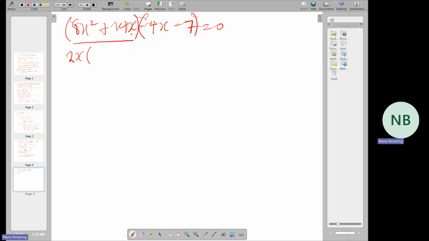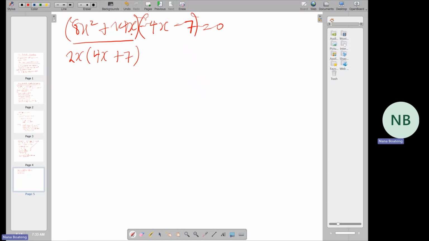And if we do that, we will see that what is left of the 8x squared is 4x, and what is left of the 14x is 7. We can see that if we multiply 2x by 4x, we get 8x squared. If we multiply 2x by 7, we get 14x, right? So we can factorize the first parenthesis in this form.